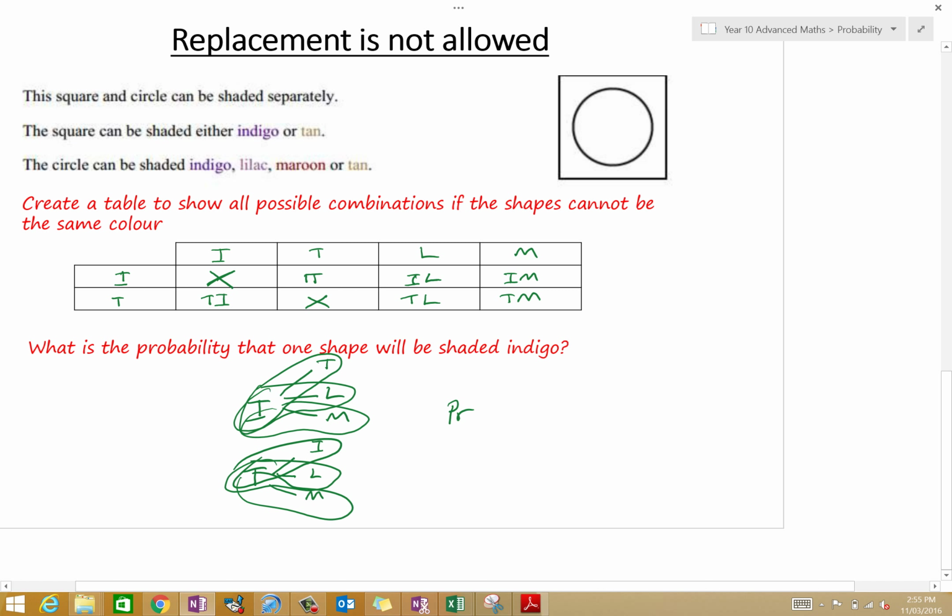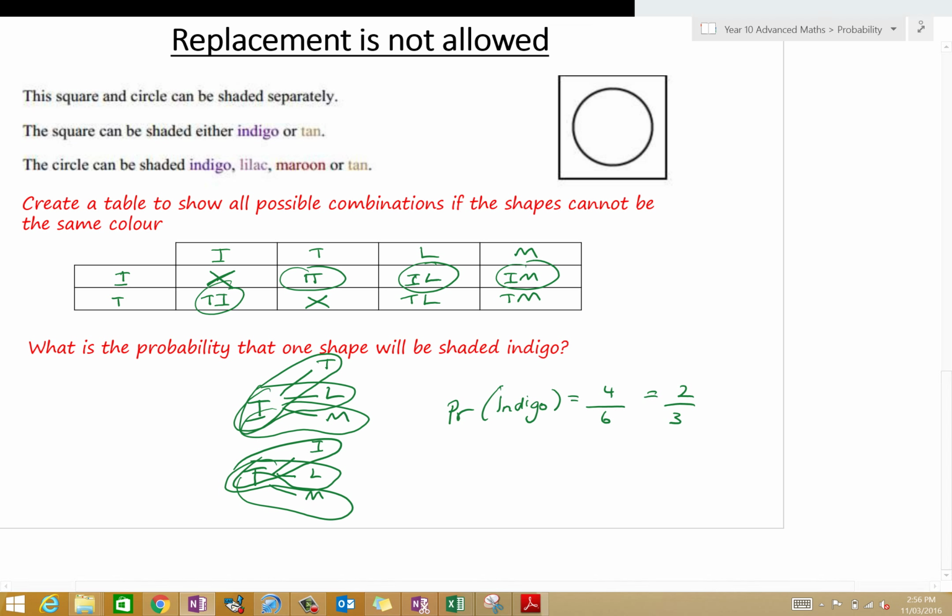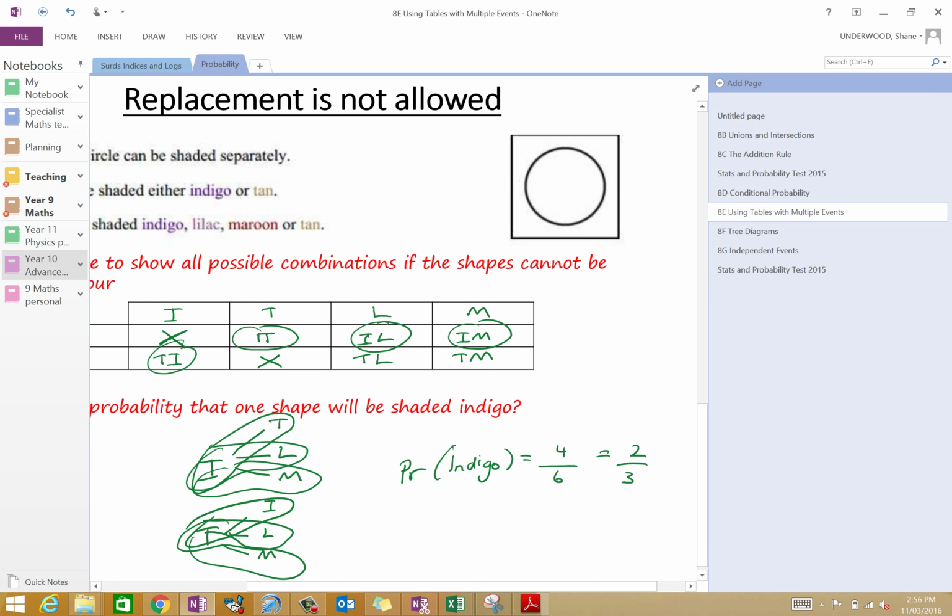So the probability that we had of it being shaded indigo is 1, 2, 3, 4, 5. No. Probability of indigo was equal to 4 out of 6. But you know what? I would like you to simplify that to 2/3. Thank you. All right. Are there any questions so far about that?